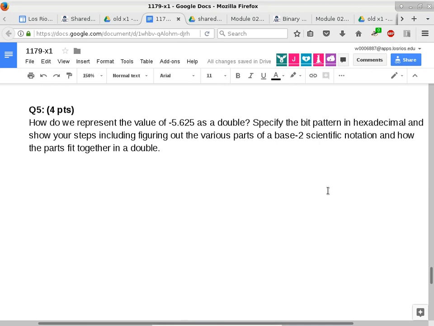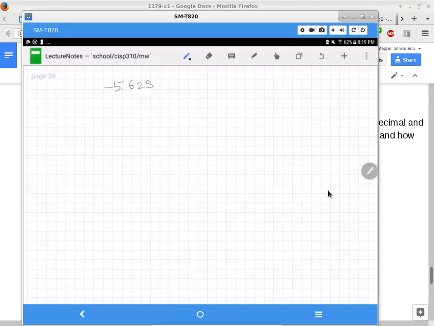Okay, negative 5.625. All right, so what do we do with this? Okay, the sign is 1. Would that be okay? Because the number is negative, so I know immediately that the sign is a 1. If I'm doing this, I would look at this number here, and I say, oh, this is the same thing as 101.101 in base 2. I can make that conclusion right away, but if you cannot, it's okay. You can take a few more steps. So let's say this cannot be done in one step. What you do is you try to express 5.625 as a sum of powers of 2.